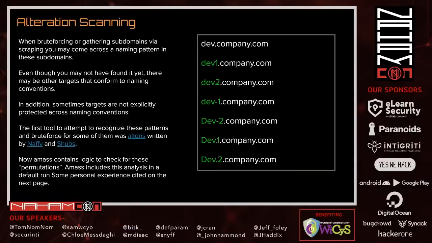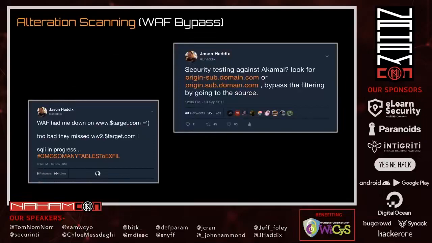Now, this method was first pioneered, at least that I know of, by Nafi and Shubs. Shubs is part of the Asset Note team, and Nafi is an awesome bug hunter and a pretty cool dude. They wrote a tool called AltDNS, and that was the first one to do this. Permutation scanning or alteration scanning is now also included in Amass. I can show you some experience of where this has helped me in the past, not only finding obscure subdomains, but doing some other stuff as well.